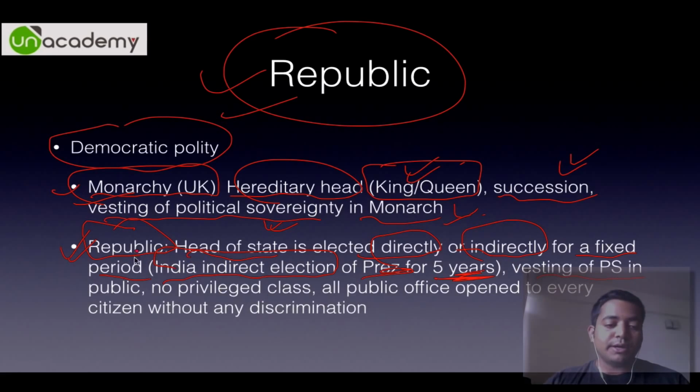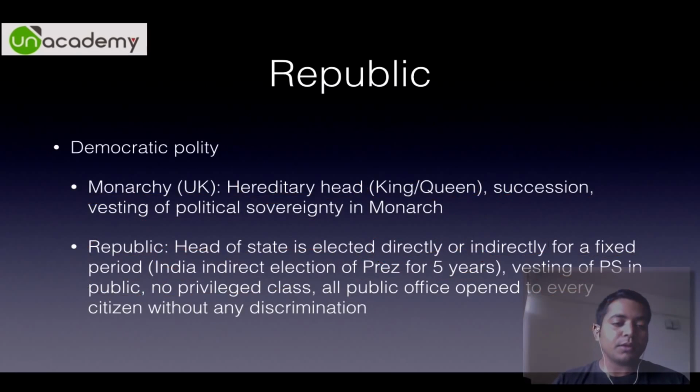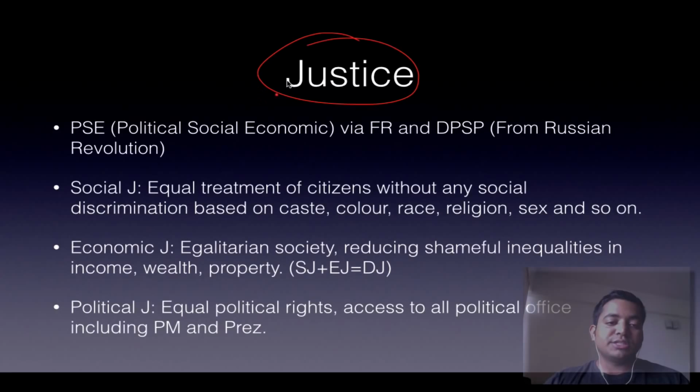Then vesting of political sovereignty is in the public. There is no privileged class, and all public offices are open to every citizen without any discrimination. It includes the office of president and prime minister also. Then moving on to the justice part, that is political, social and economic, that is public sector enterprises.